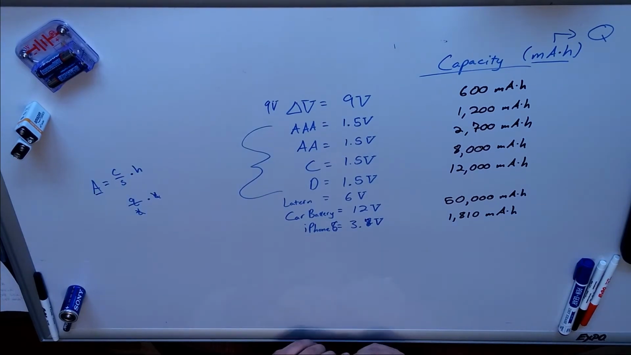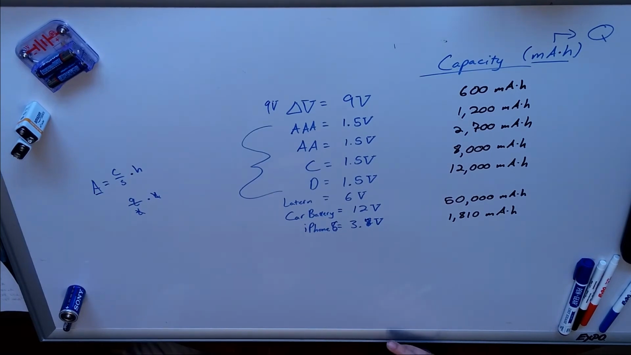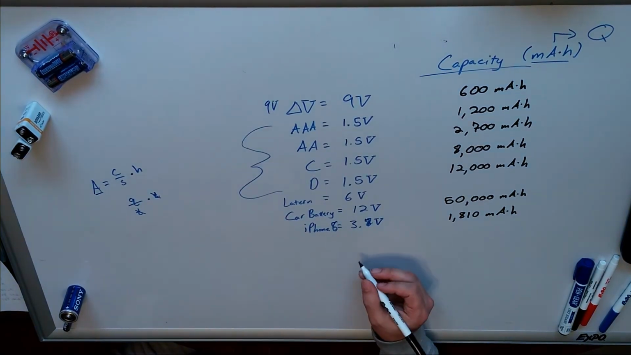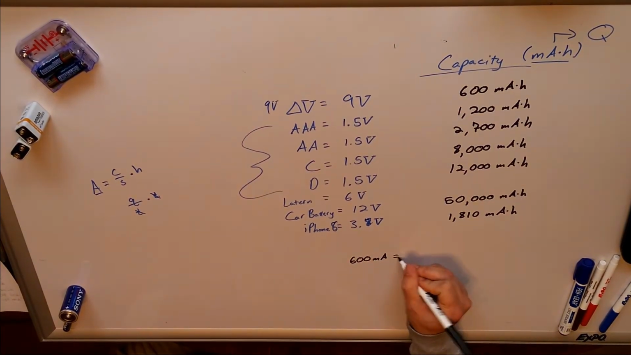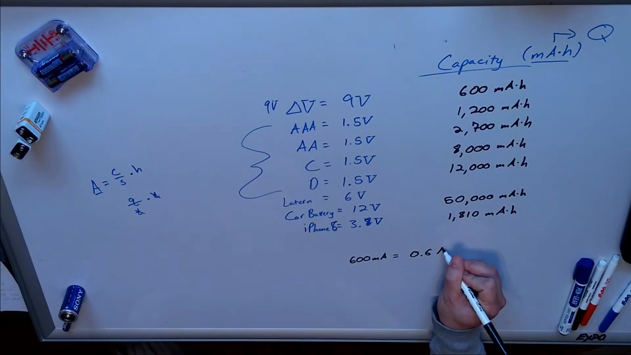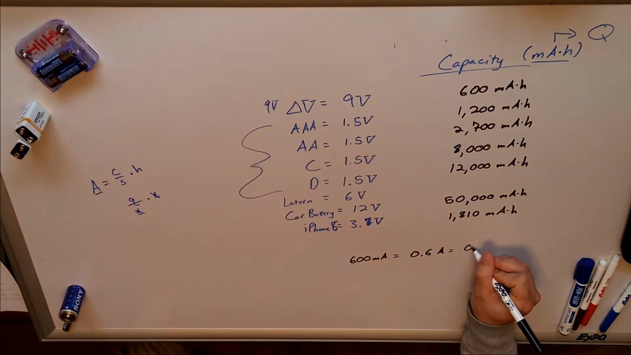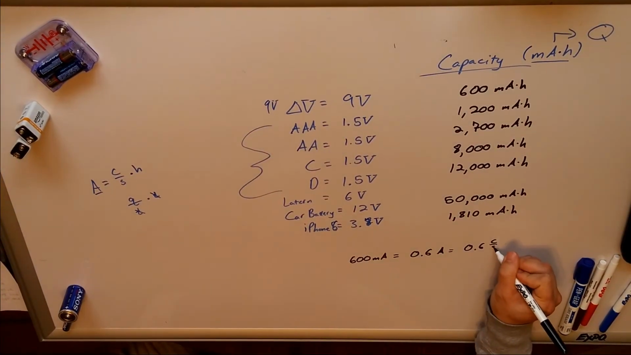So, for instance, and this is one of the things that I wanted to talk about briefly here, you can also find out how much charge is coming out of your battery going into something by saying, okay, let's say that my current is 600 milliamp. All right, that's the same thing as 0.6 amp, which is equal to 0.6 coulombs per second.